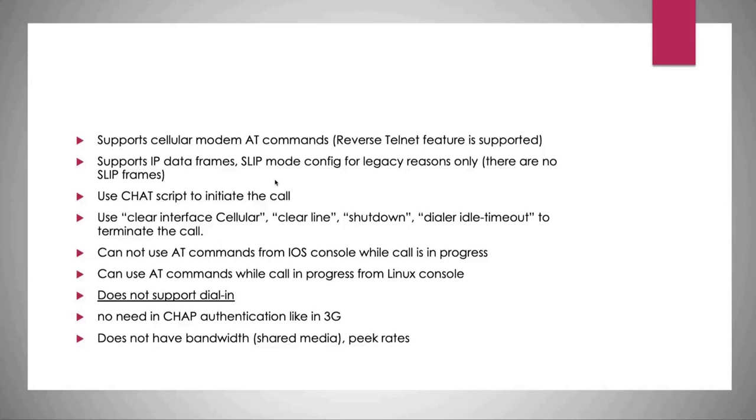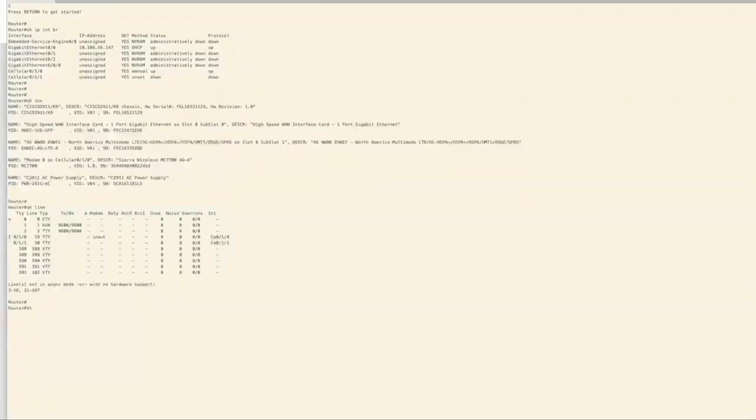Cellular routers support your normal IP data frames. SLIP mode is configured in IOS devices. It is an essential part of configuration when you configure cellular devices in IOS. So you do an encapsulation slip under the interface. This is also an IOS device, a 2900. If you see, I do need to have encapsulation slip here. This is a mandatory configuration in IOS devices.